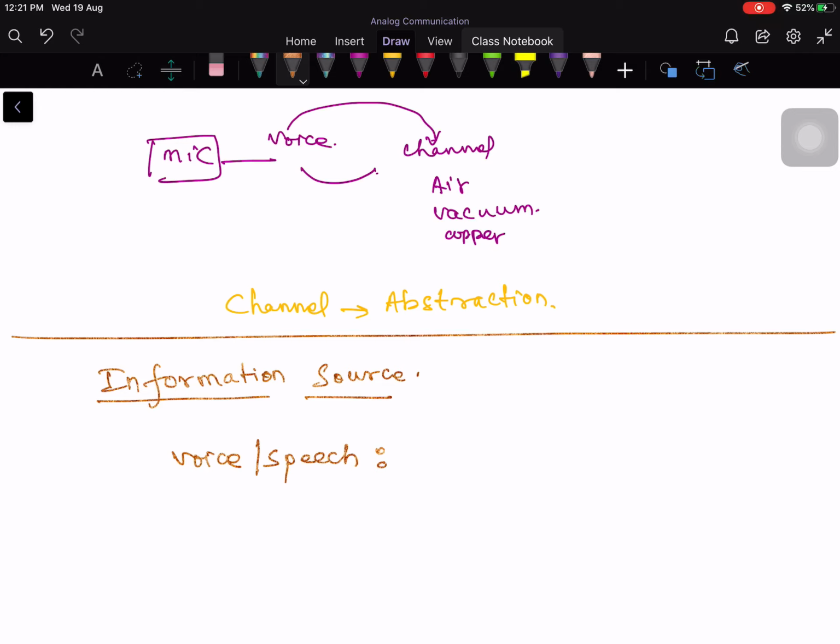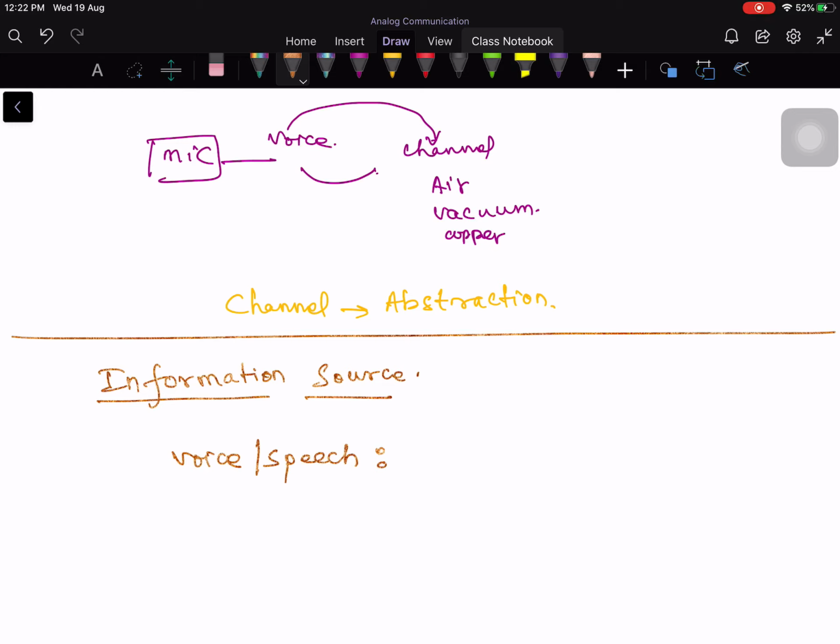Human communication took place 90% of the time through voice communication, but these days people are not talking. They are chatting, WhatsApp, Facebook, this, that. So if you take present day data traffic across the internet, 97% or 98% is data, and the remaining 1 or 2% is voice. So voice or speech formed the bulk of information once upon a time, not now.